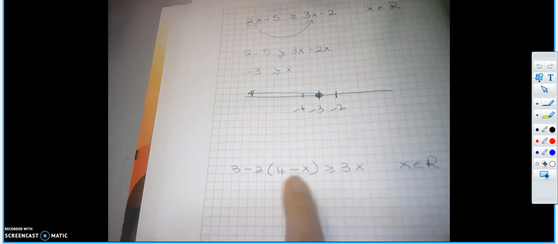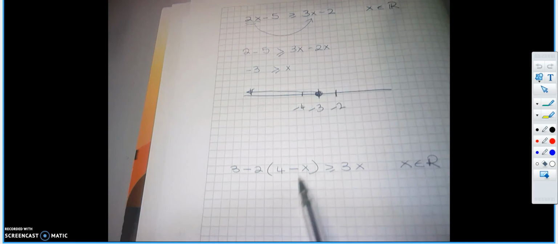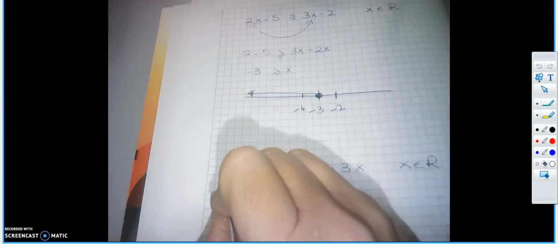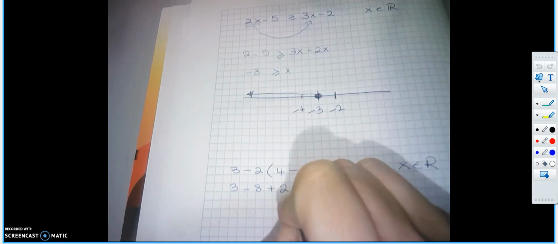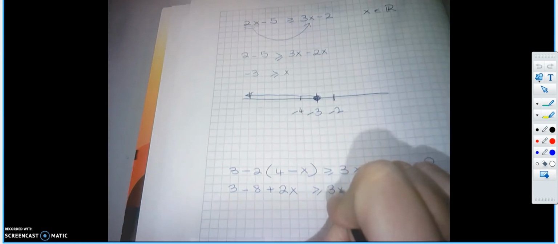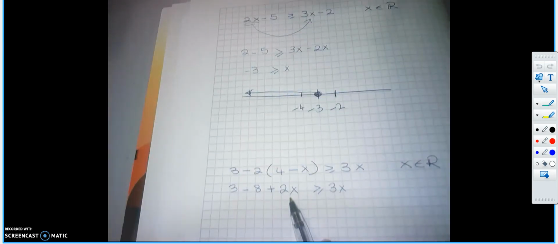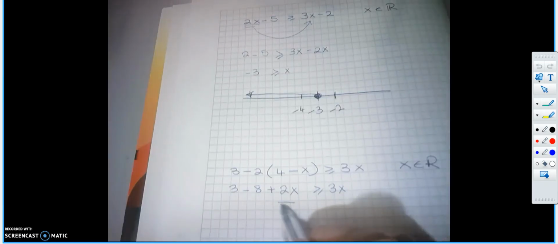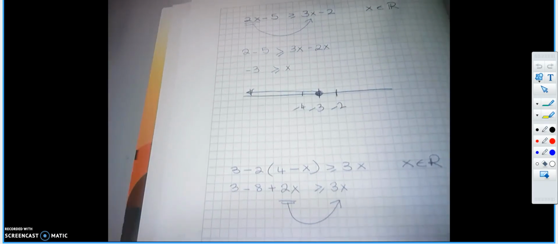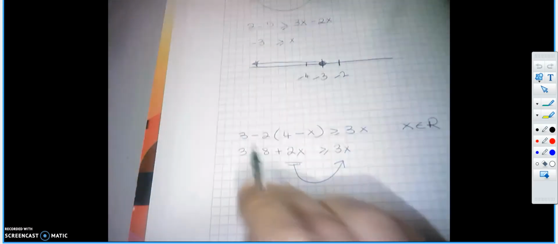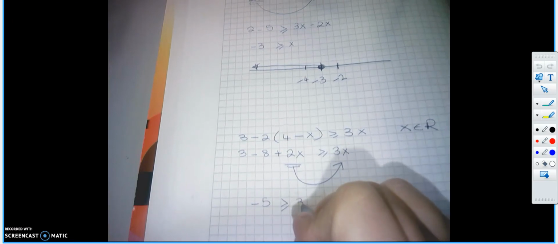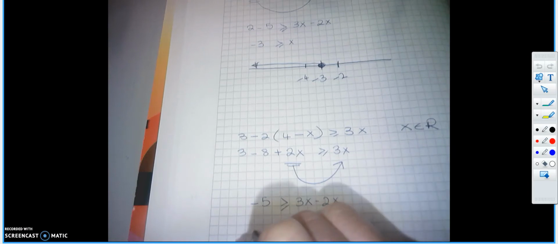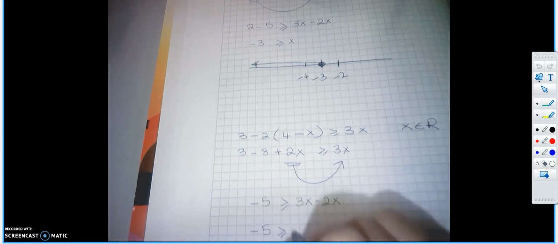Next one, involving some brackets and multiplying. We've got 3 minus 2 bracket 4 minus x bigger than or equal to 3x. So you'd multiply that first. So you'd go 3 minus 8 plus 2x bigger than or equal to 3x. Again, we want x to be positive. So if we look at our x's, we've got 2x here, we've got 3x here. So I'm going to move my 2x to this side, so I end up with a positive x. So 3 take away 8 gives me minus 5. 3x take away 2x, so I'm getting minus 5 is bigger than or equal to x.